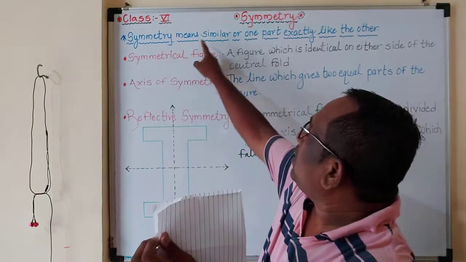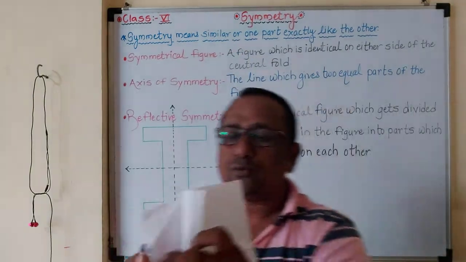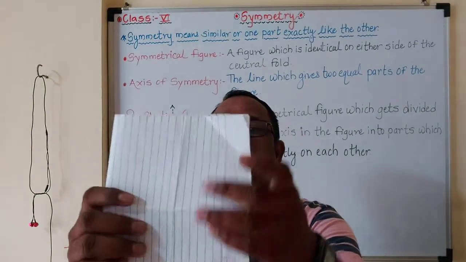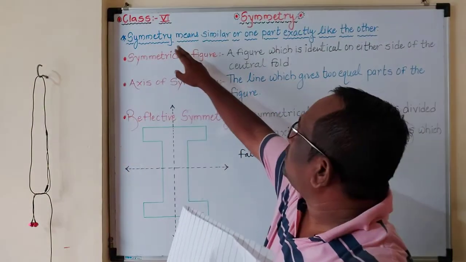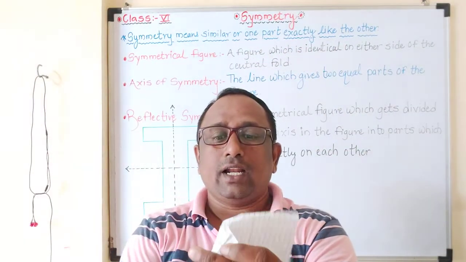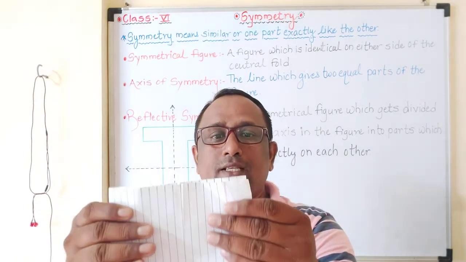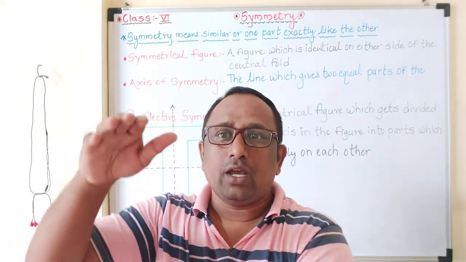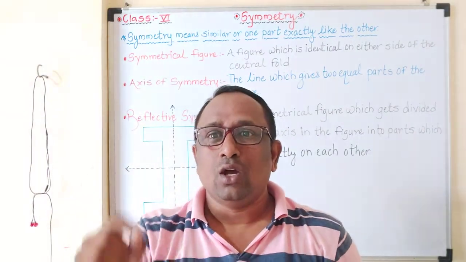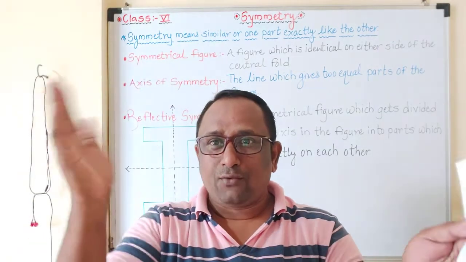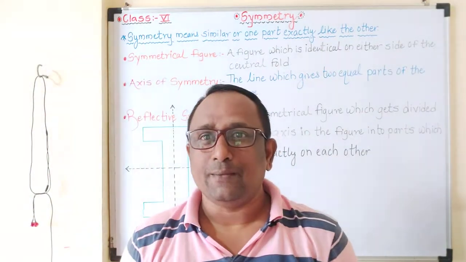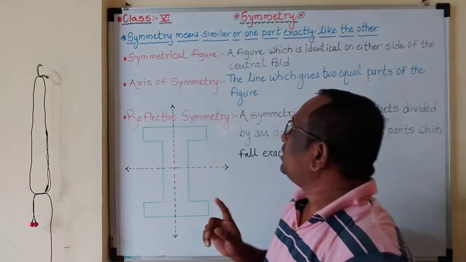Symmetry means, now see, if here is one page, when I fold the two halves, they exactly match and become one. So symmetry means similar, or one part exactly like the other. One part exactly like the other means both are matching together when they overlap. In your freehand design, in your art also, when you draw a freehand design, that is also half and half. If you match both halves, they match exactly. So this is symmetry.